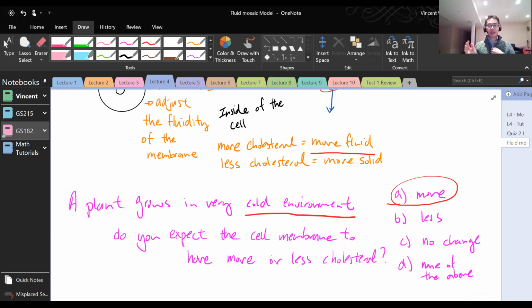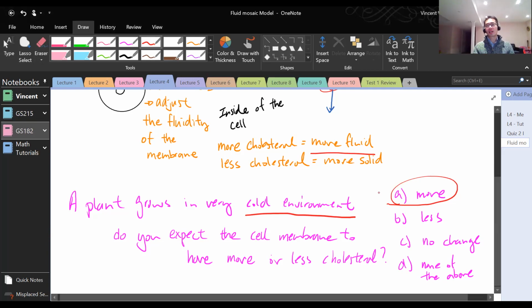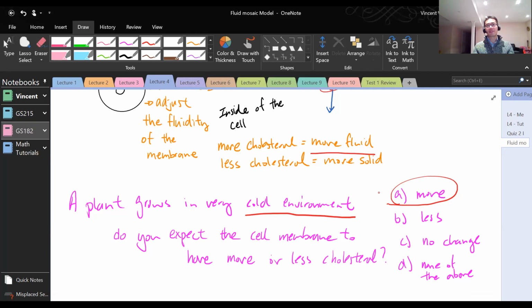No two cell membranes are going to be identical. If it's the same type of species, of course they're going to be similar. But if you're talking about two different organisms, perhaps they grow in different environments, they are going to have different composition. So don't expect the cell membrane of, say, a cactus to be identical to that of watercress or something like that.